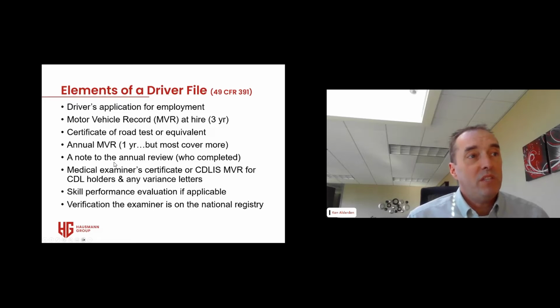You need to have a note that says that you reviewed the annual MVR. So again, that's great that you actually got a copy of that in the file from whatever website you use to get MVRs from. But somebody needs to actually look at that and determine if there's anything on there that prevents them from driving for you. Not rocket science to do that, but it needs to be listed as to the fact that you did check those.